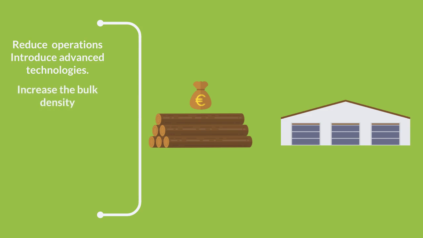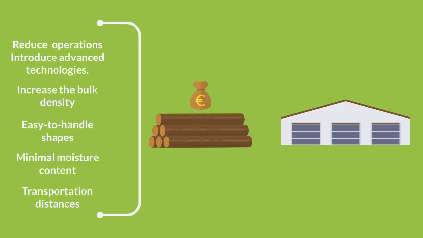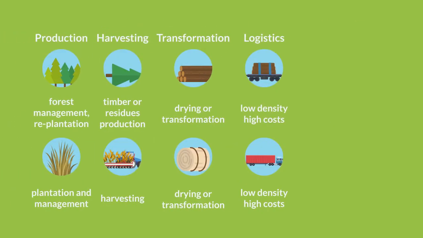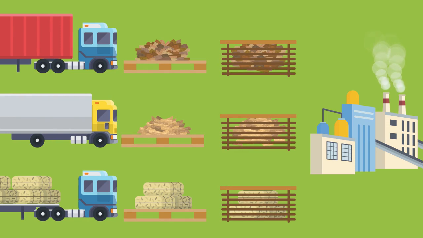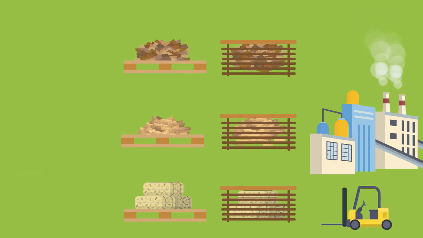Increase the bulk density of biomass. Transform it into easy-to-handle shapes. Work with minimal moisture content. Reduce the transportation distances. Logistics is a key part of the supply chain that is often overlooked by project developers. It includes the transport, handling, and storage of the bulky and variable biomass material for delivery to the biomass plant.